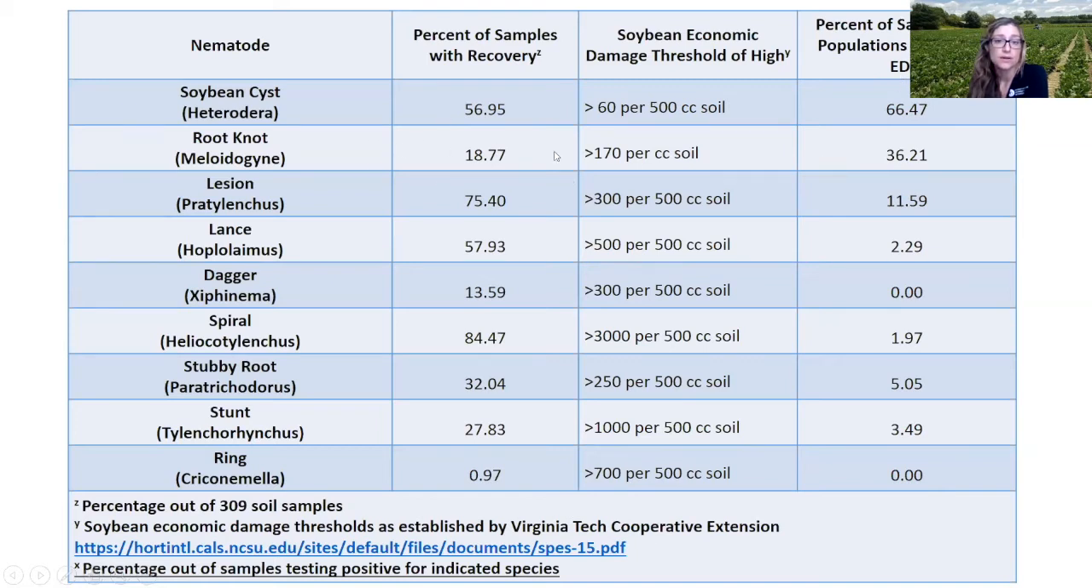We also saw quite a bit of root knot nematode, and 36% of those samples were above threshold. Other nematodes that we found quite a bit were lesion and lance, as well as stubby root and stunt. And then you can see another one here, spiral, that is often really abundant, but that is one that's usually thought to have to be really, really high before we ever see impacts of those.